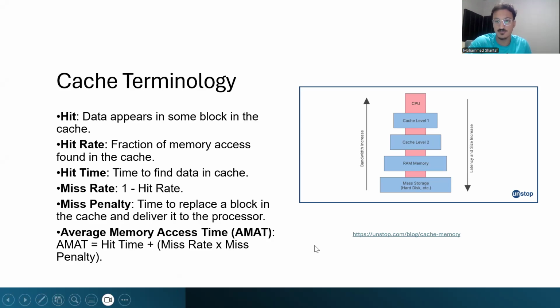Over here on our right, we have a diagram showing the levels of the caches: cache level 1, cache level 2, RAM memory, and mass storage. The difference between them is that the lower the level of the cache, the higher the bandwidth, and the lower the latency and size. This is how it averages, as we also discussed last week in our DRAM lecture. RAM memory has a higher bandwidth than mass storage, but it still has a lower latency and a smaller size than mass storage.